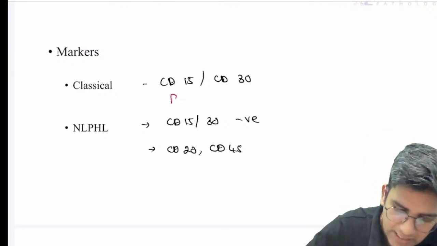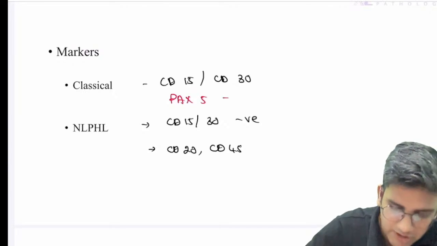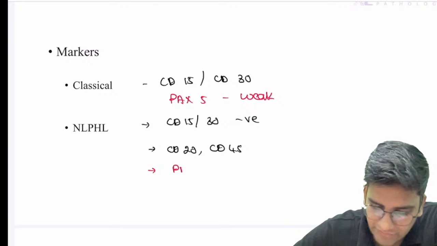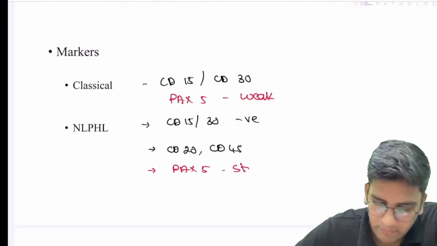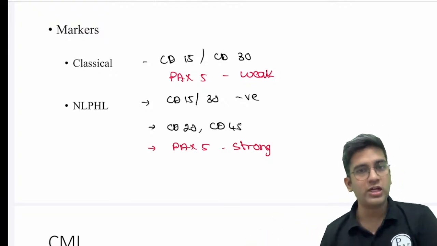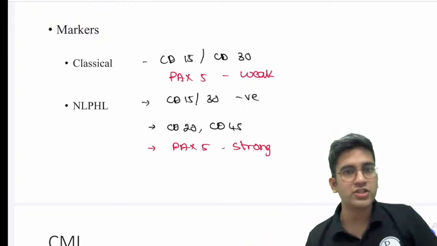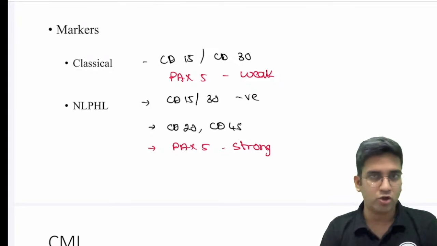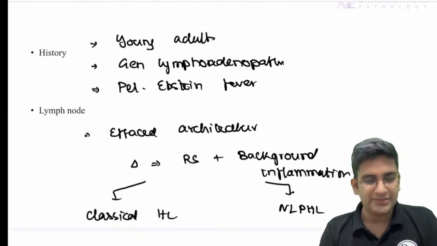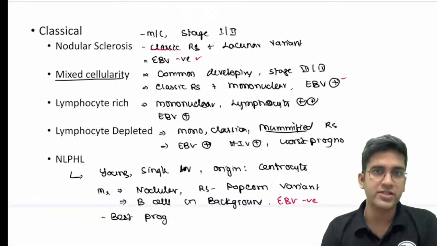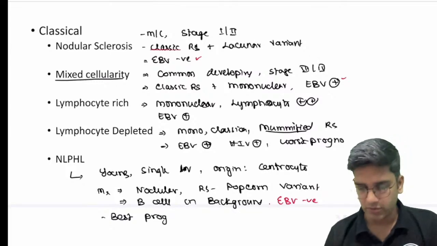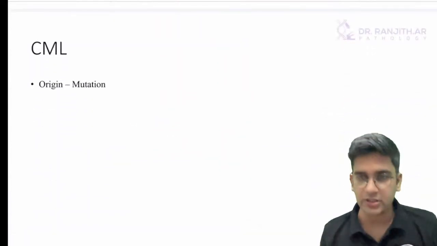You've forgotten PAX5. PAX5 in case of classical Hodgkin's will be weakly positive. It has to be weak. And here PAX5 will be strongly positive because it's a B cell marker. NLPHL is a classical B cell lymphoma, so it will be strongly positive, and in classical Hodgkin's lymphoma it will be weakly positive. Fine, that's about Hodgkin's. For Hodgkin's, know about the pathogenesis and the symptoms. The most important part of Hodgkin's is this: the different types of Hodgkin's lymphoma, which is very, very important for you to memorize and revise. Fine. Okay. Last but not least, CML.